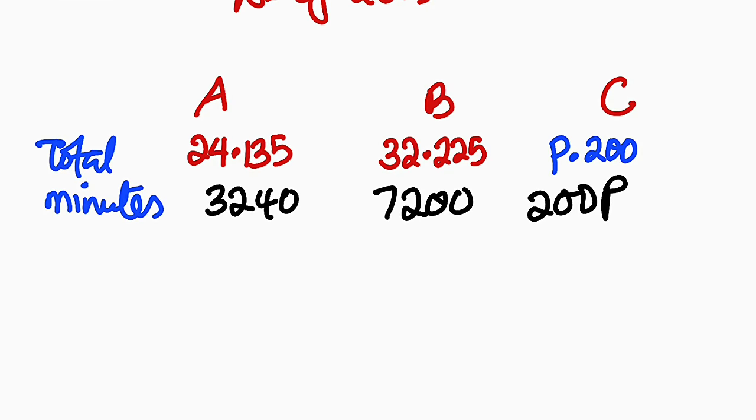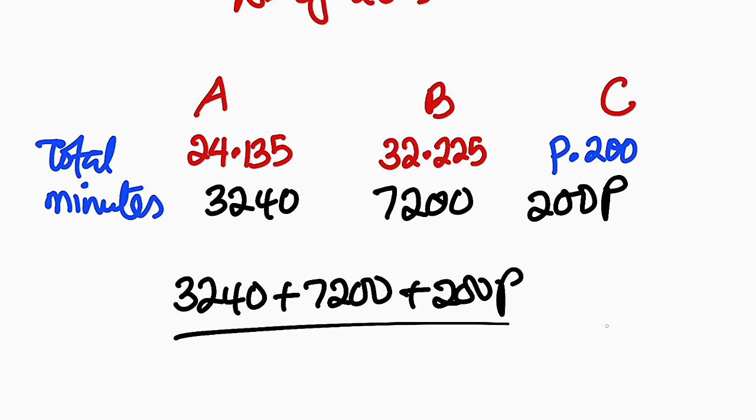All right. So now, since we have the total minutes, you can see them all together. If we add them together, we divide by the total number of students. That will give us the average mean of all the students. So we have 3240 plus 7200 plus 200p divided by the total number of students, 560. This is the average mean of the time. And according to the question, this is also the same thing as that of Group C, which we declared as P. So this is equal to P as well.